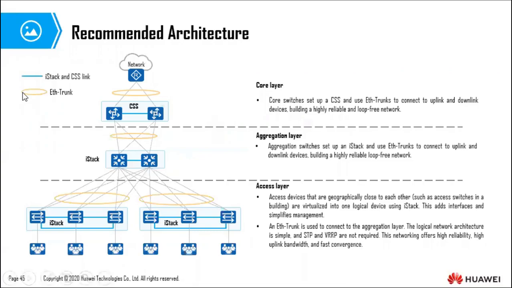Okay. So the recommended architecture. Here you have an entire campus network. Where do you do what of all these things that we've learned? This is very interesting. I want you to take a few minutes before we go to the lab to discuss this. Where do you implement CSS? Where do you implement iStack? Where do you implement link aggregation? Where do you implement all those technologies we've learned on a campus network?